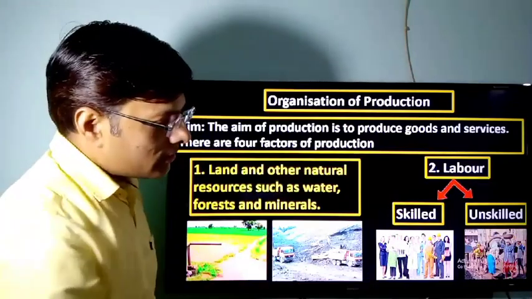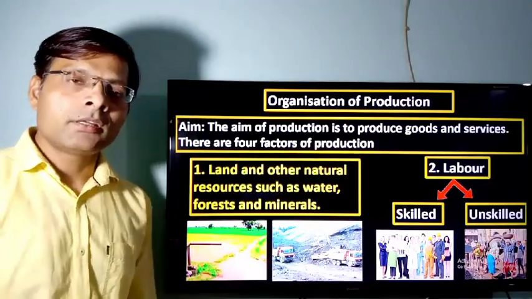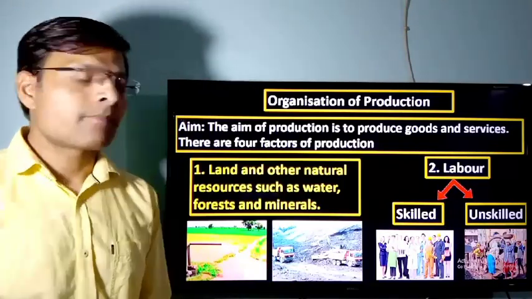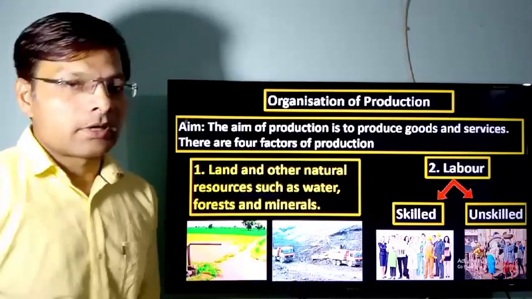Among them, who are they? They are doctors, engineers, lawyers, professors. So these are the skilled ones.